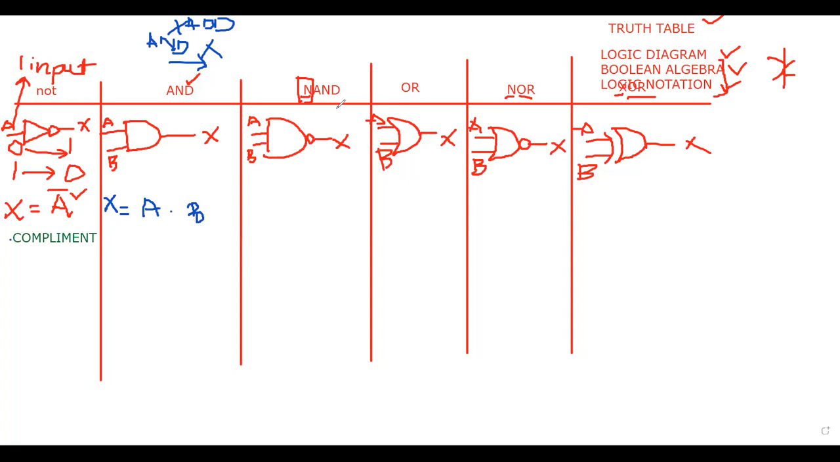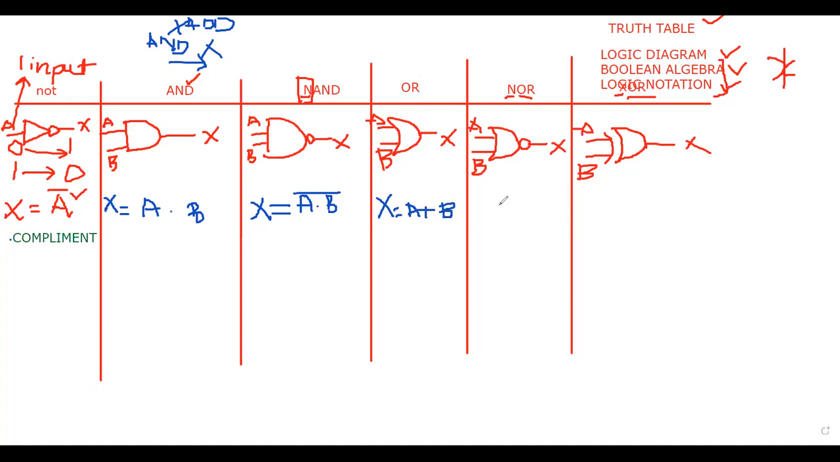Now moving on to the NAND gate. Since it is the opposite of the AND gate, we will write it that way. X is equal to A dot B, but complement. Moving on to OR. X is equal to, here we will focus on addition. AND is equivalent to add, but we will not do addition, we will multiply. But addition would be done in the OR gate. So A plus B.